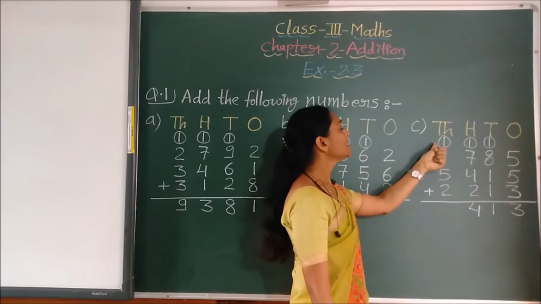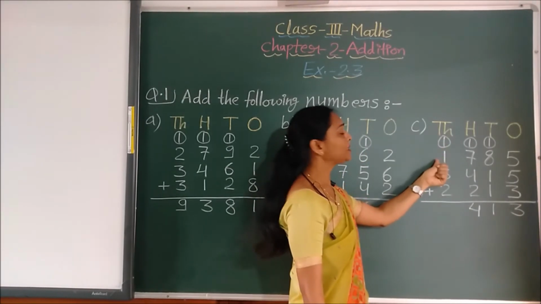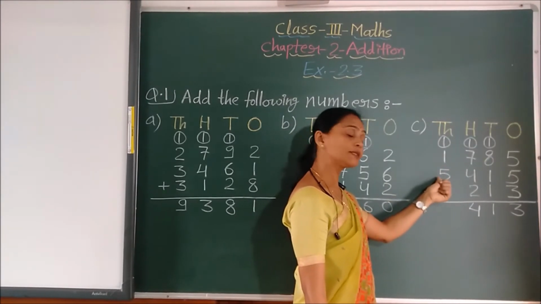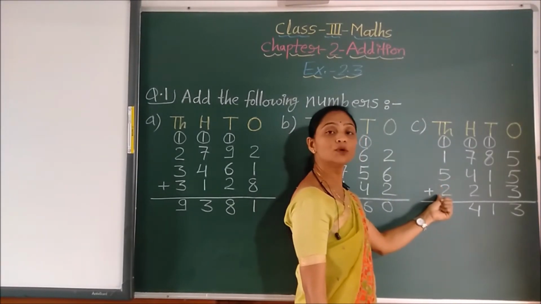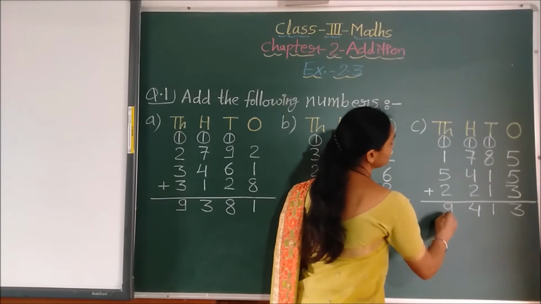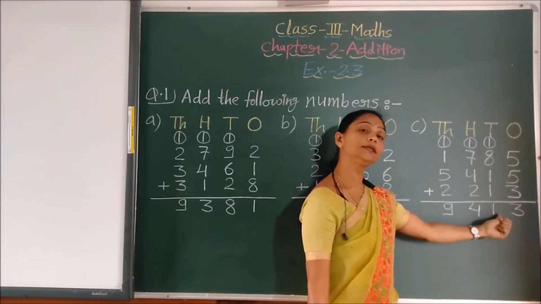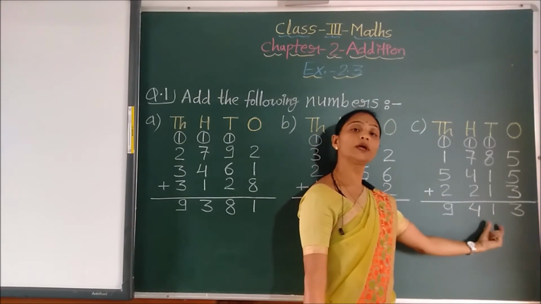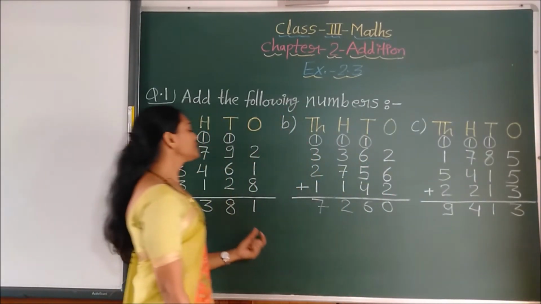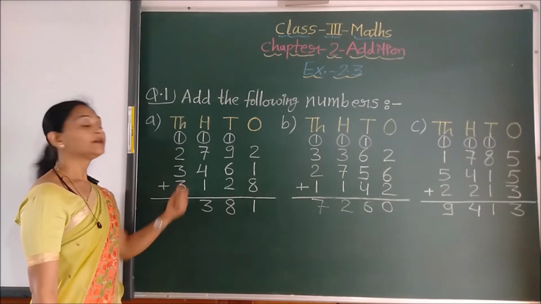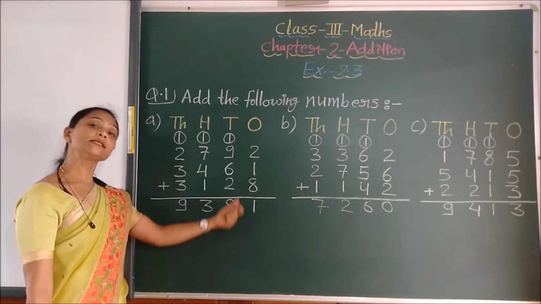So here this is 1 plus 1, 2, and 2 plus 5, 7, and 7 plus 2, 9. So here we got this 9. 9,413. So this way, children, you may add 3 numbers also very easily. Only you have to follow the same steps.